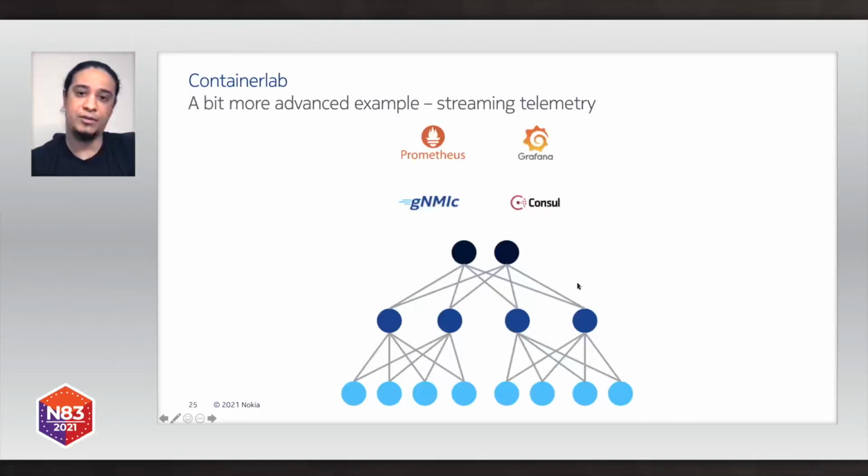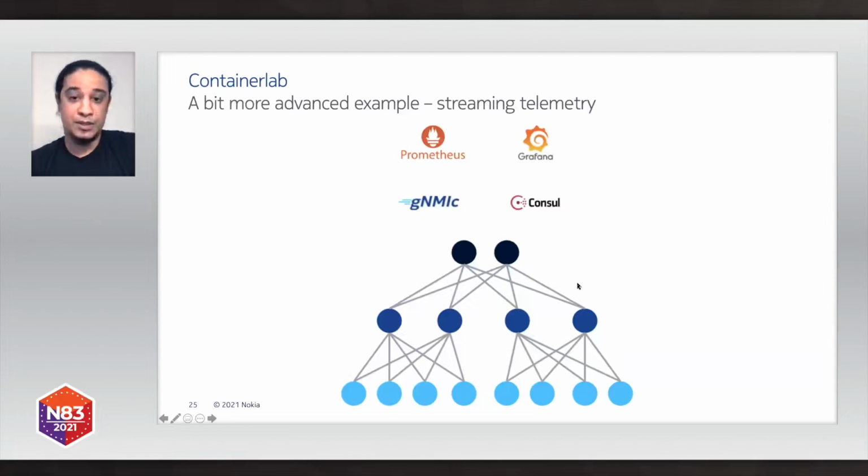Consul is also there, and it will be used for service registration and orchestration, and that will allow us to stitch the different telemetry stack layers together. The network topology itself will be a standard CLOS topology with 2 pods, 2 spines, and 4 leaves each. Those 2 pods will be interconnected with a layer of 2 super spines. All the nodes in this topology will be Nokia's SR Linux image, using the image that's available publicly.